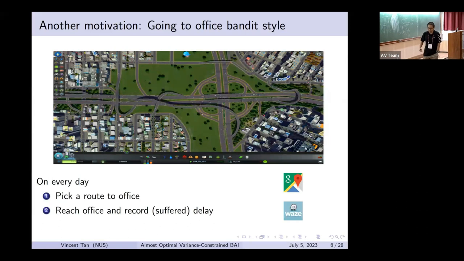But then of course, the amount of time you travel on the road is a random variable. It depends on traffic conditions, especially in big cities like Bangalore, right? So we might want to choose a particular route whose expected time may be slightly longer, but the variability might be smaller, so that we almost deterministically get to our meeting on time.